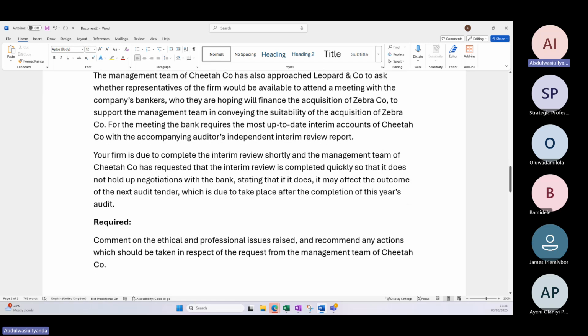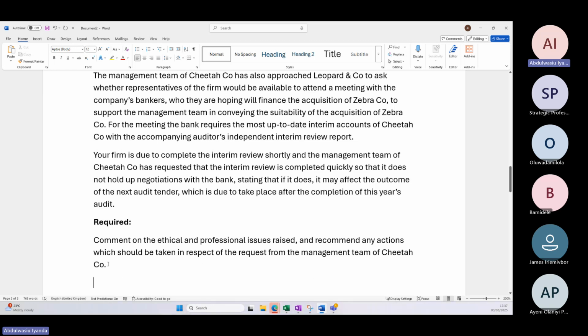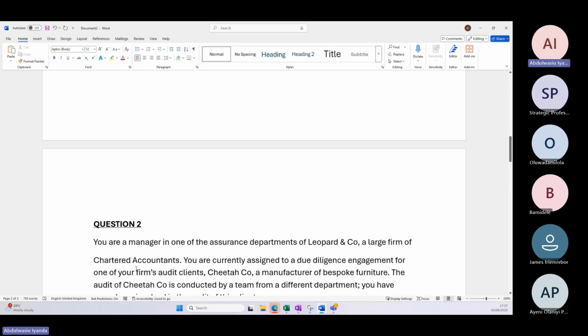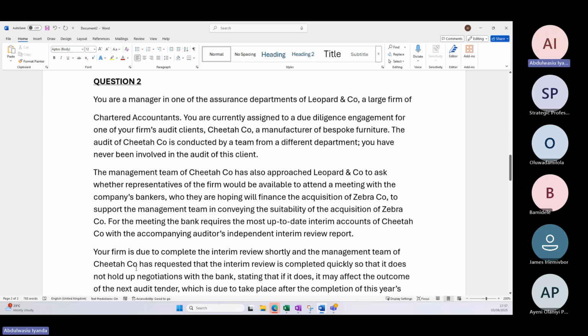So another one here. There's a comment on the ethical and professional issue raised. And don't forget this, the article is very, very important. Comment on the ethical and the professional issue raised and recommend any action which should be taken in respect of the request from the management team. So let's go again. The requirement is the same. Number 2. You are a manager in one of the assurance departments of Leopard & Co., a large firm of chartered accountants.